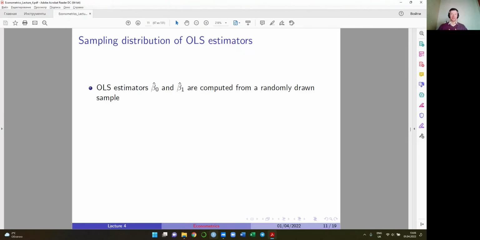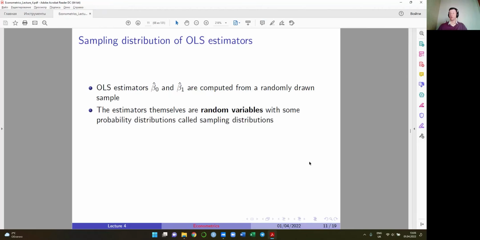Keep in mind always that anything that you estimate with the help of data is random. So these OLS estimators, beta 0 hat, beta 1 hat, are computed from a randomly drawn sample. Therefore, they are random variables. Any random variable has a probability distribution, and in the case of statistics, and beta 0 hat and beta 1 hat are statistics as well, these probability distributions are called sampling distributions. All these concepts are familiar to you from statistics.